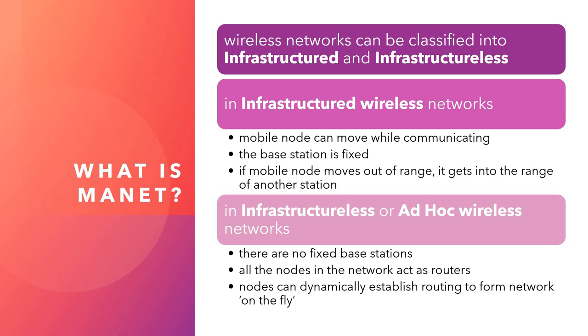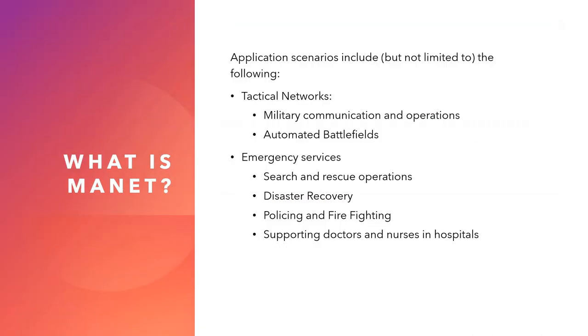Nodes can dynamically establish routing to form a network on the fly, which means they can communicate with each other and apply routing protocols or form routing tables if required while they are moving. So they can establish routing while moving.